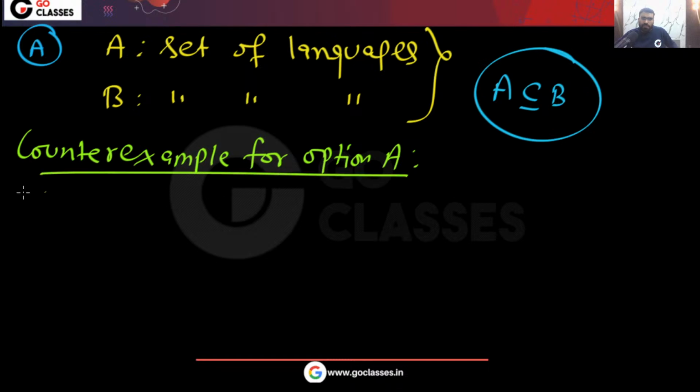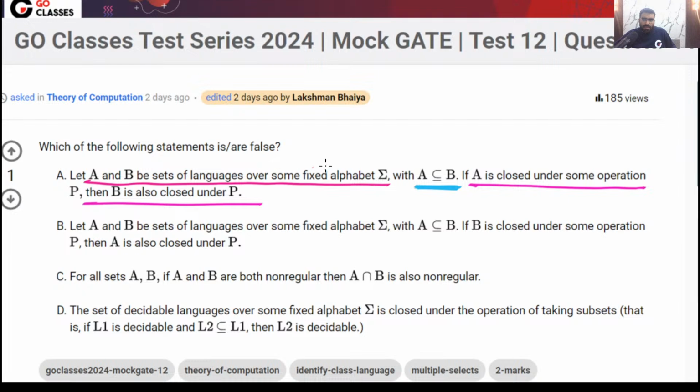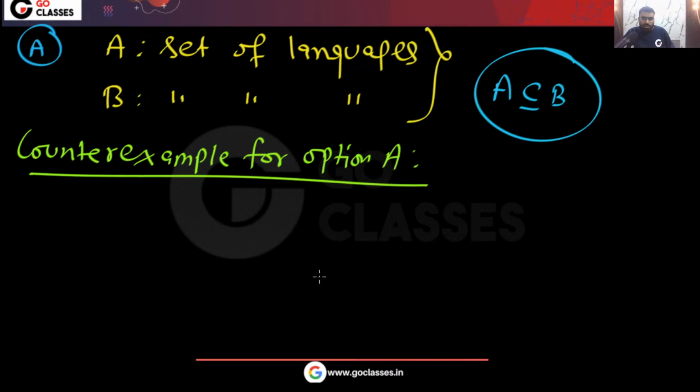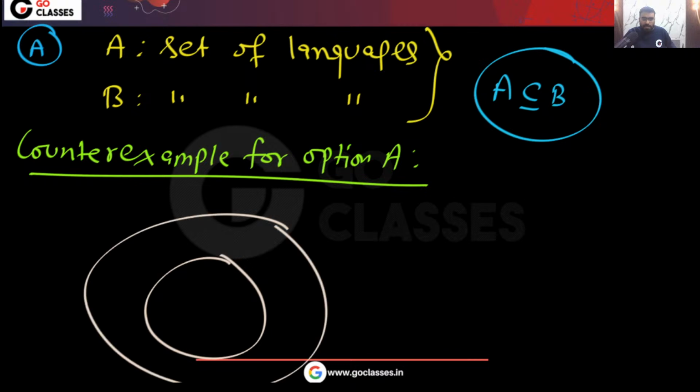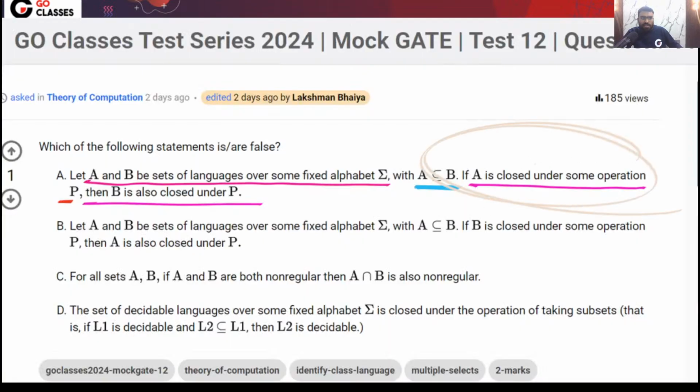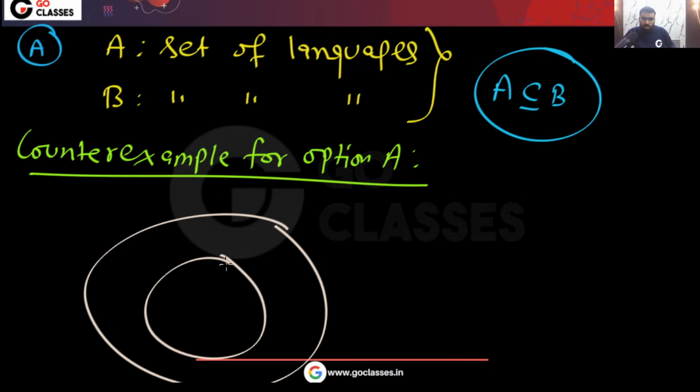Anyone want to give me a counter example for option A? Option A is saying if A is closed under some operation P, then B is also closed under operation P. Remember, A is a subset of B. Very simple. You can consider this is A, this is B. Now you are saying that if A is closed under some operation, then B is also closed under that operation.